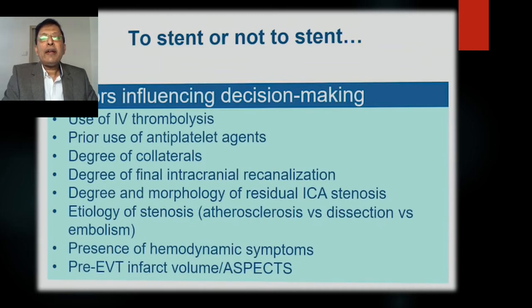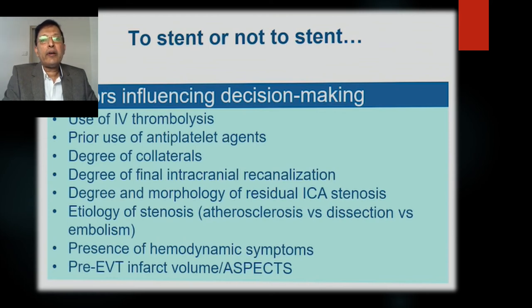Now, what are the factors which influence decision making? One is the use of IV thrombolysis. So the patient has already received IV thrombolysis and you have given antiplatelets also, either intravenous antiplatelet medication, and you are planning to do the stent, the chance of bleeding is high. So you have to decide whether it is actually required or not. For patients who are previously on antiplatelet medication, the decision to stent is much easier because the patient is already on antiplatelet medication, and the chance of stent thrombosis is less.